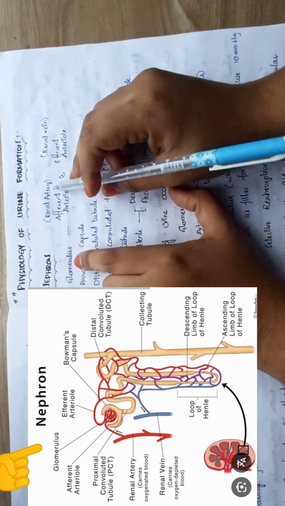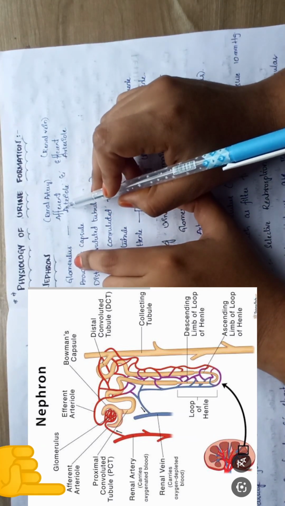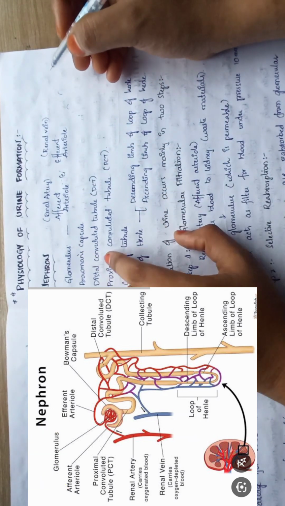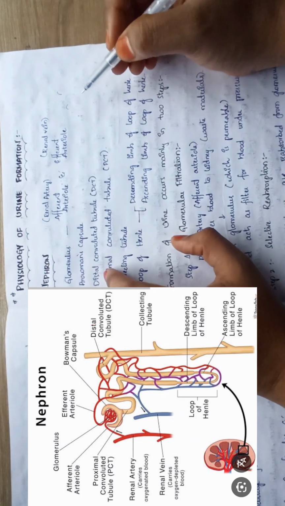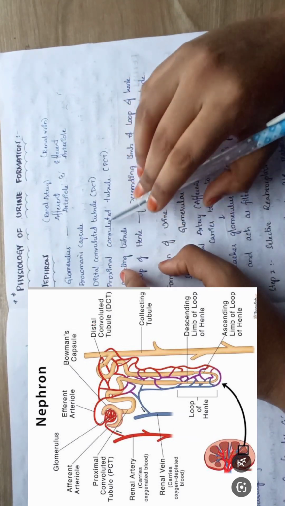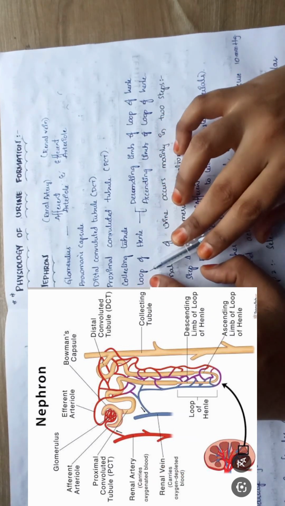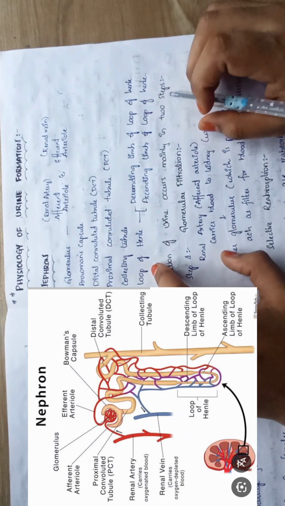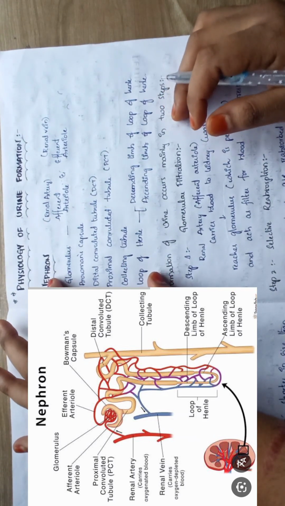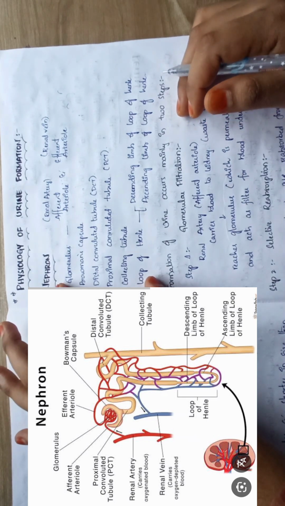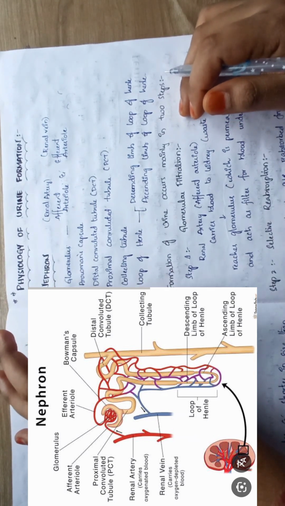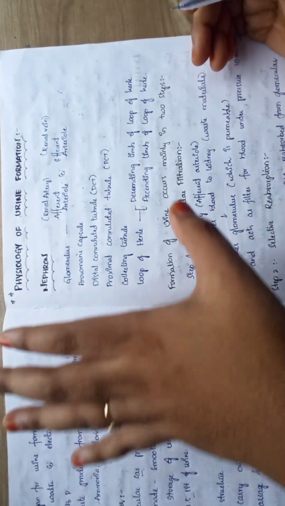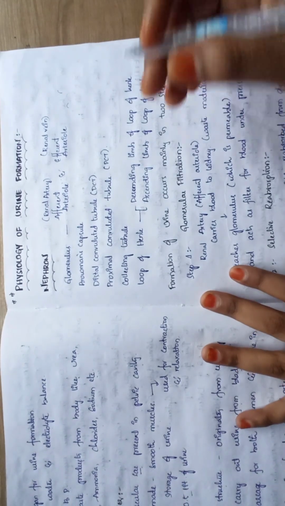Now in the nephron, according to the diagram, the glomerulus has the afferent arteriole and the efferent arteriole, one coming inside, one leaving outside. Next, Bowman's capsule, then the distal convoluted tubule, then the proximal convoluted tubule, then the collecting tubule, and the loop of Henle: the descending limb and the ascending limb of the loop of Henle. Here you have to remember the labeling parts compulsorily. If they ask about the physiology of urine formation in the exam, you must draw this diagram and label these parts. This is all about the nephron and its labeling parts.